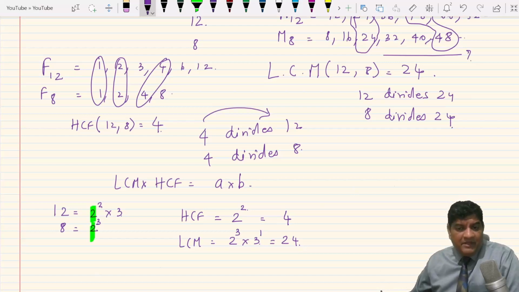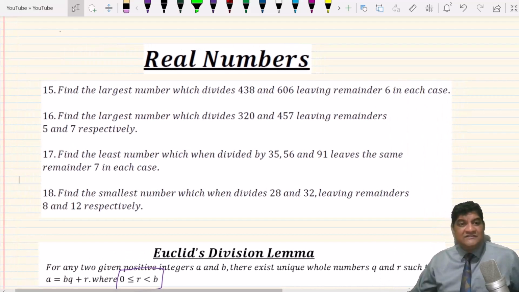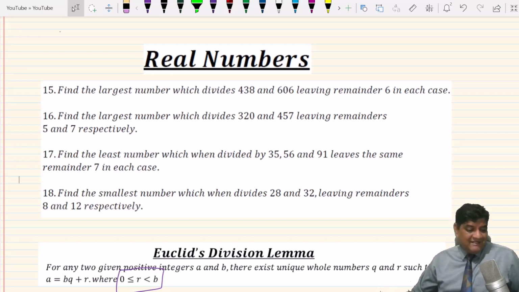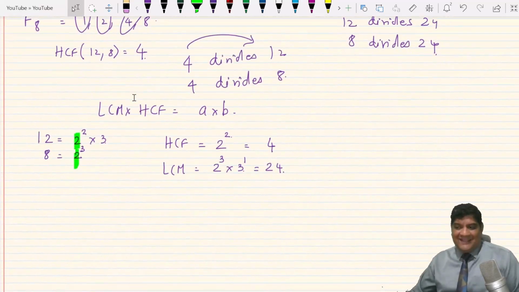So let me pick up the first question. The question says, find the largest number which divides 438 and 606, leaving a remainder of 6 in each case. So you already know that the number that we are looking for is going to be lesser than the numbers given to us. Find the largest number which is dividing both of them with a remainder. And therefore, when I know that the number I'm looking for is a lesser number, I by default know it's the HCF that I'm looking for.